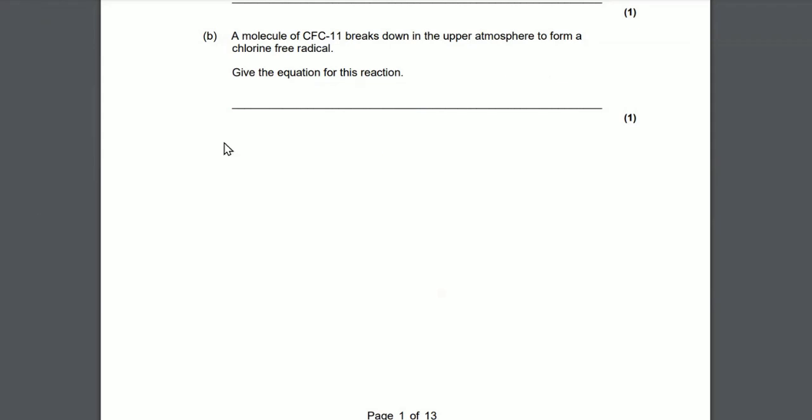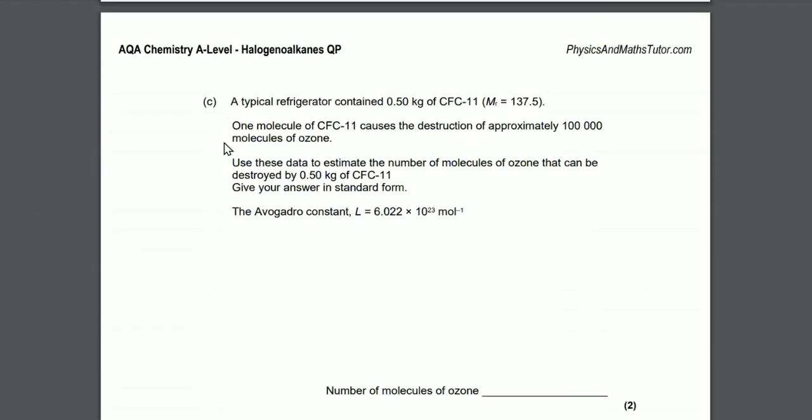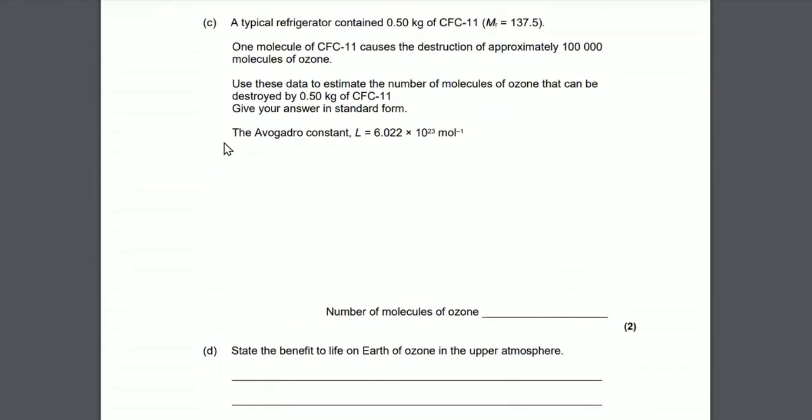So let's move on to the next question. A typical refrigerator contains 0.50 kilograms of CFC11 with an Mr of 137.5. 1 molecule of CFC11 causes the destruction of approximately 100,000 molecules of ozone. Notice what I'm doing here is I'm highlighting the units that you come across in these questions.